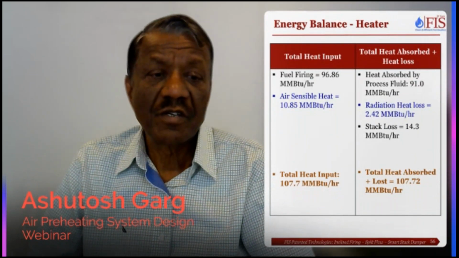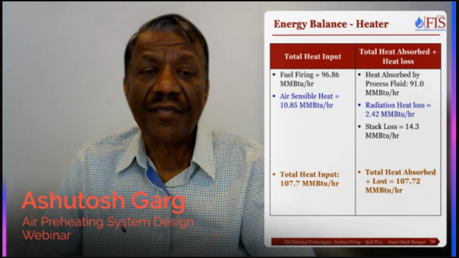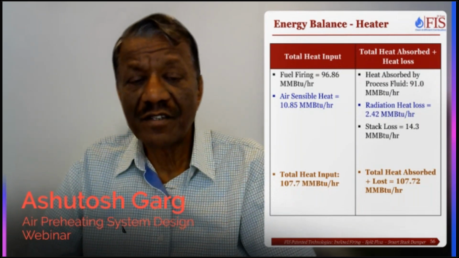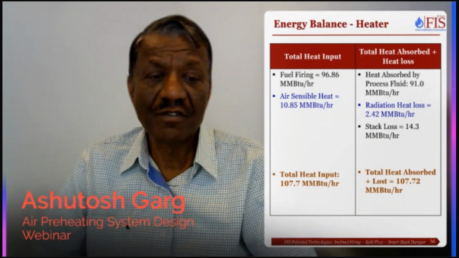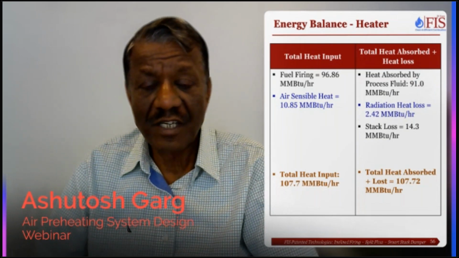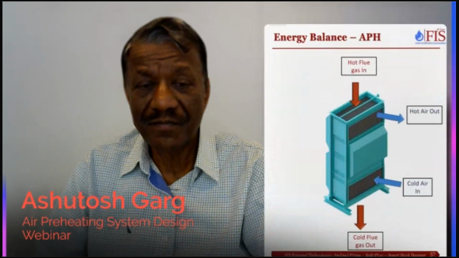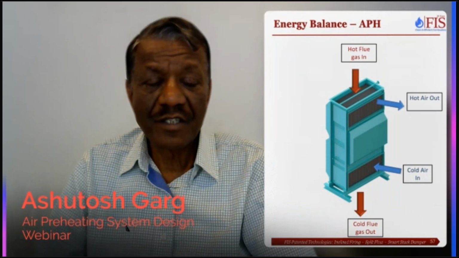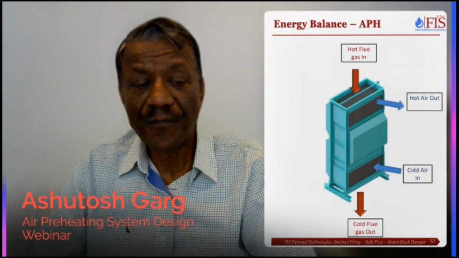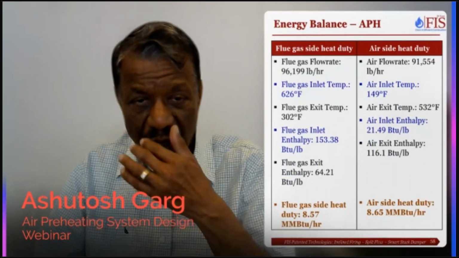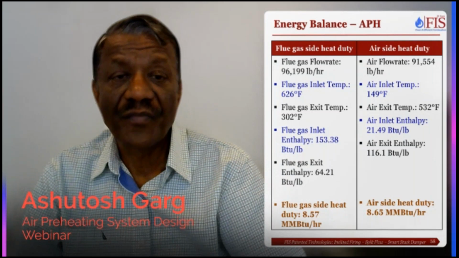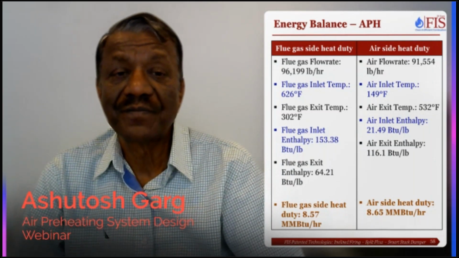So you can see this is the fuel firing, this is the air. Total heat input is 107, heat absorbed is also 107. So they are able to do the balance. This is they are showing the air preheater configuration here. They have done the calculations of the air preheater here.